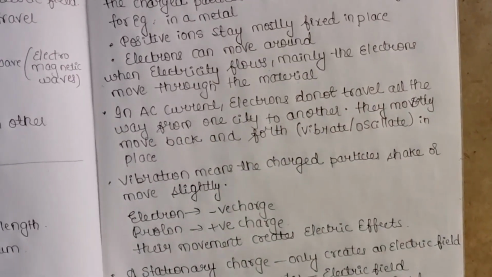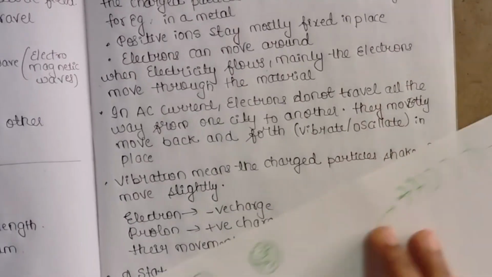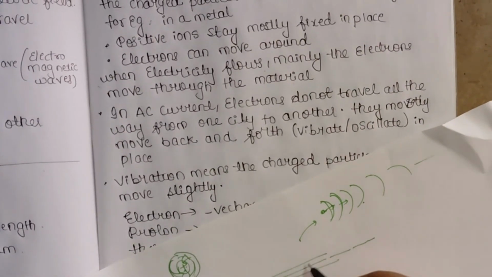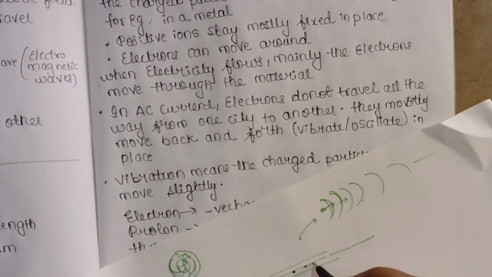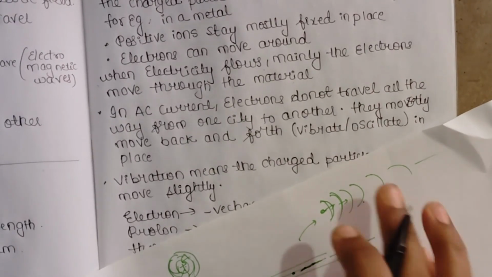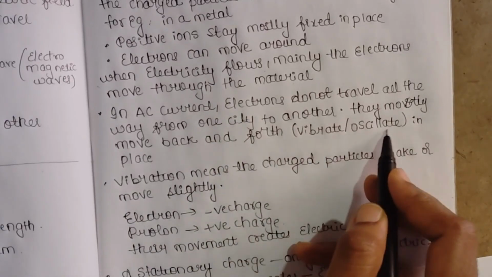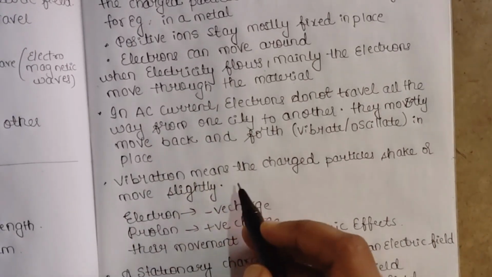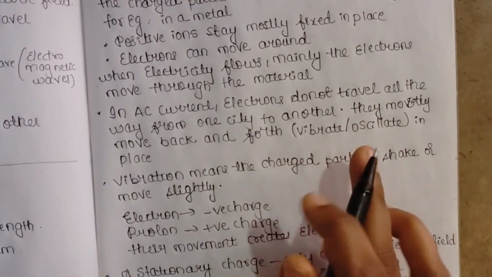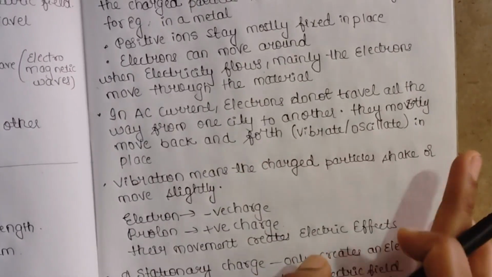Suppose we take a wire. The electrons are not moving like this. The electrons are just present in this particular area. They just move front and back. They just vibrate, or oscillate in their place. Vibration means the charged particles shake or move slightly. They do not go all over the wire.